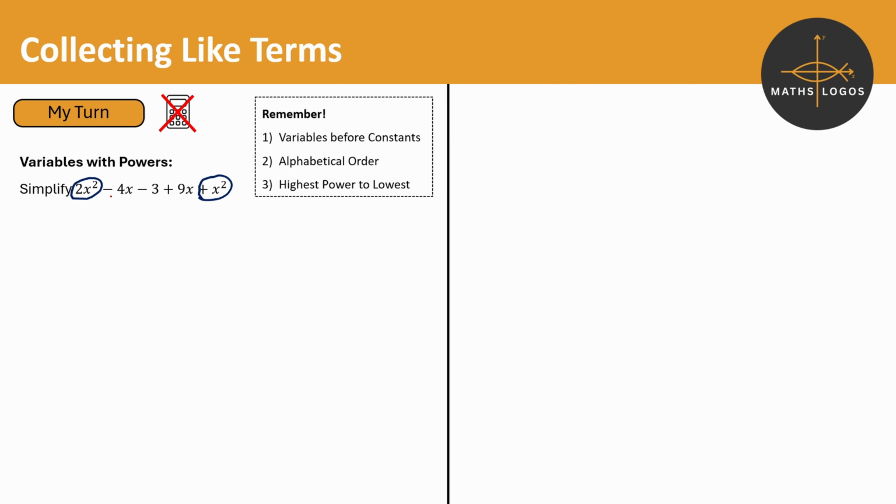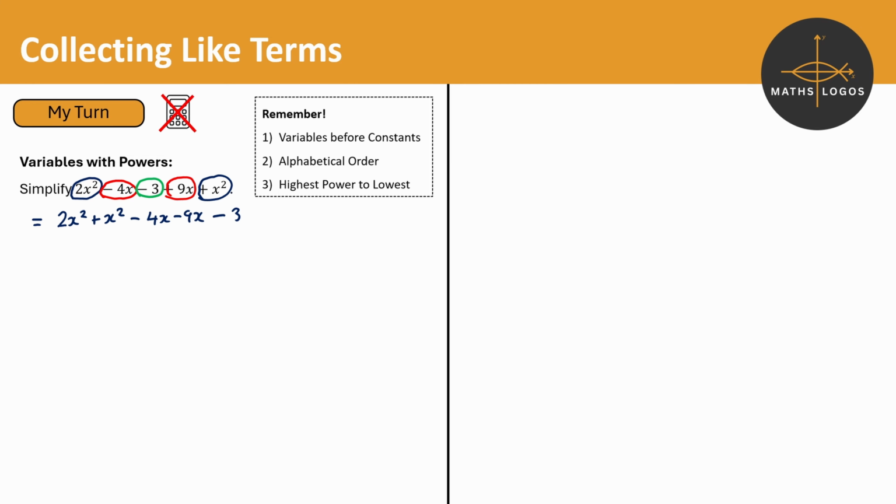Then I have x's and constants. So I've got a negative 4x here, and I've got a positive 9x here. And that leaves me with a negative 3, which is my constant. What I'll then do is I'll write my like terms beside each other. So I've got 2x squared, add x squared. I've got negative 4x, add 9x. And I've got my constant, which is my negative 3 on the end.